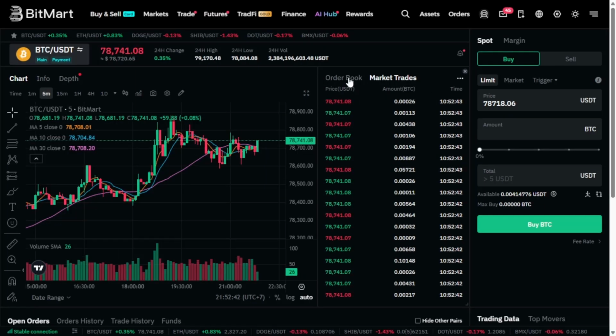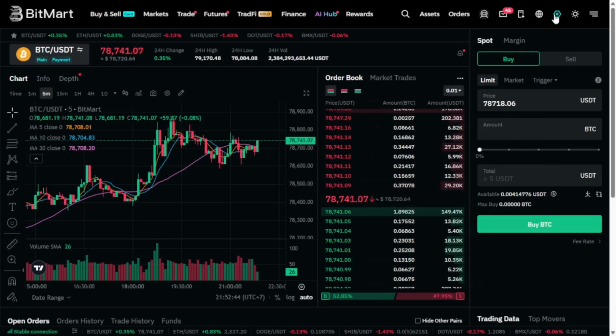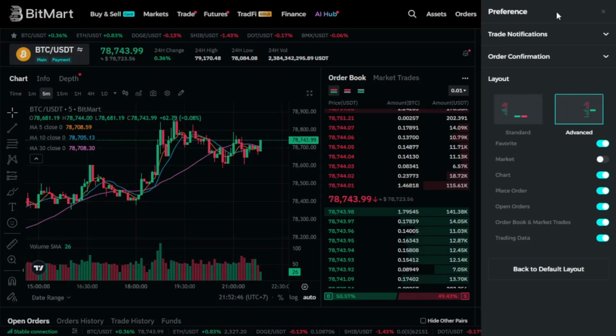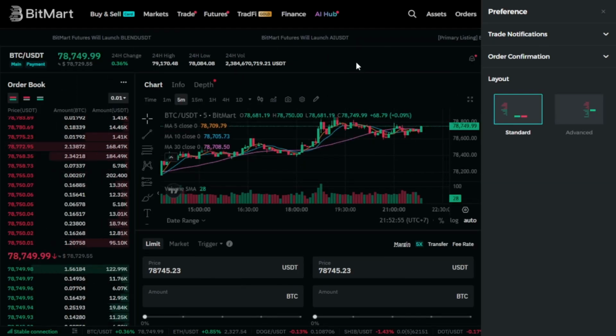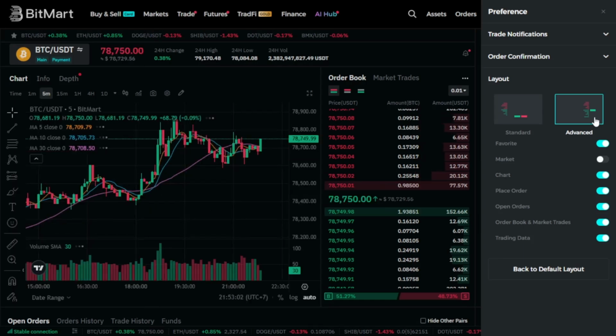Now let's go over the layout settings. In the top right, we see this icon. We can press on that. And in layout, we can see there is Advanced, which we're on right now, or Standard. So Standard will just give you a different feel for the dashboard. It really just depends on what you like better. For this tutorial, we are going to stick to Advanced.